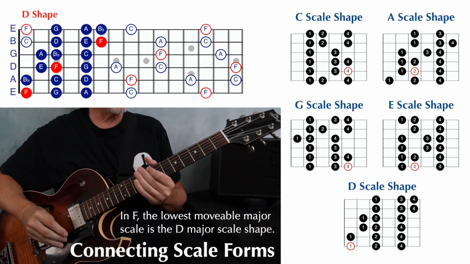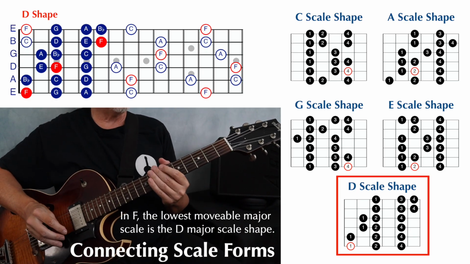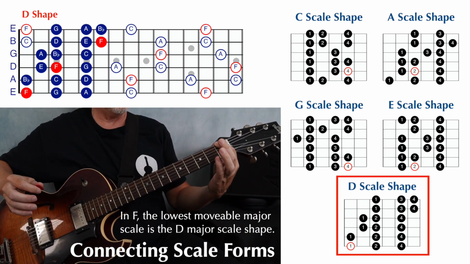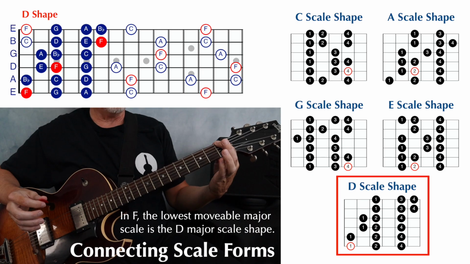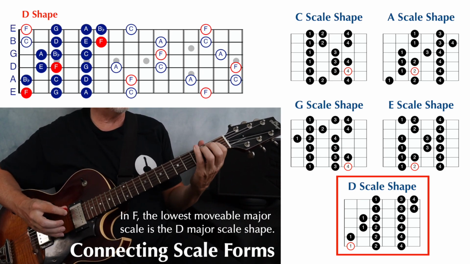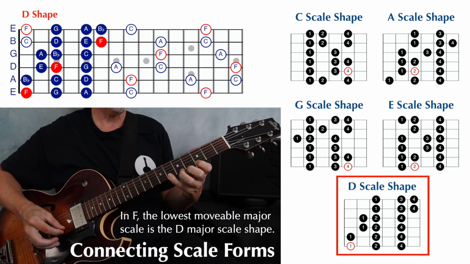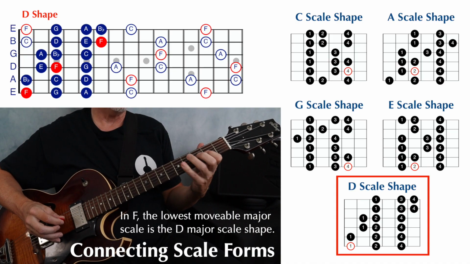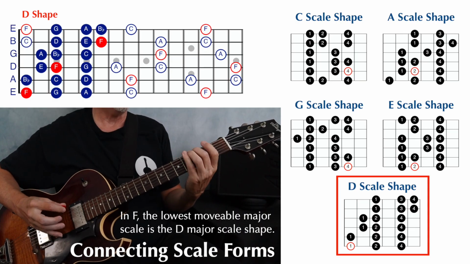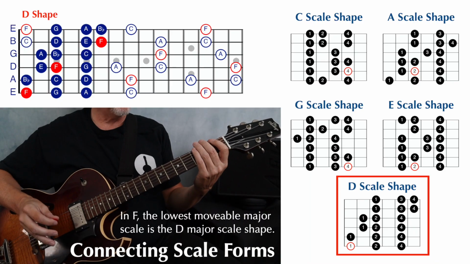In the key of F major, and using major scale forms that are movable, the lowest place we can play it would be right here, using the D scale form. So we just play the form. And then we go in the CAGED order. So that was the D form.